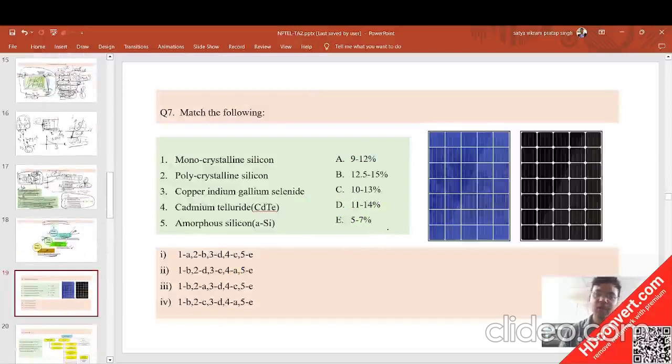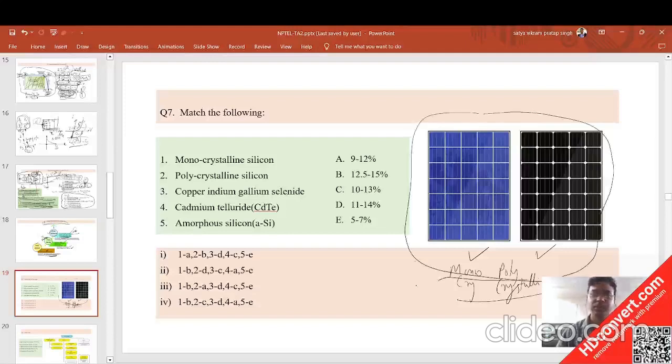Here I have shown one question. Before jumping to the question, I have given one image, right side image of two panels. In this, one is the monocrystalline and one is the polycrystalline. You have to tell me which is monocrystalline and which is polycrystalline by observing this panel itself. Anyone can observe that? Anyone can give an answer, opening mic or anything.